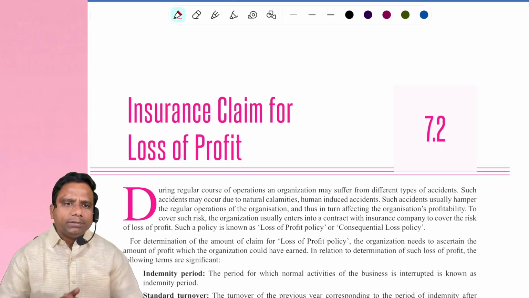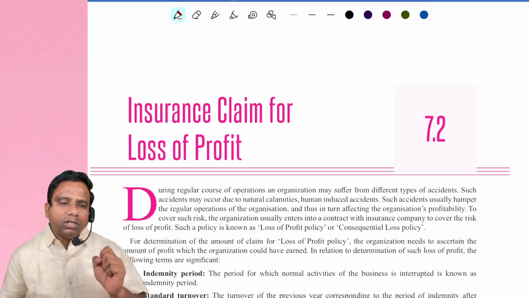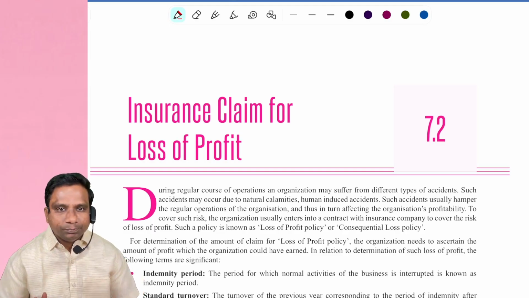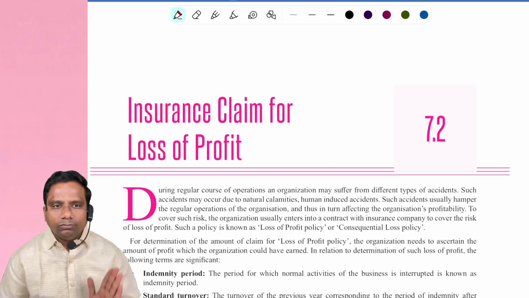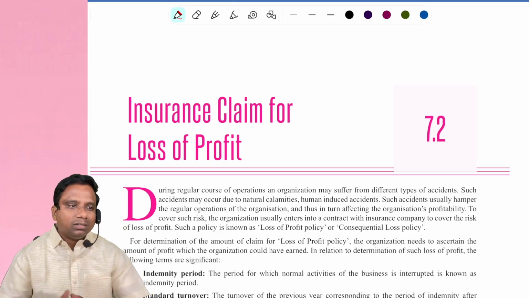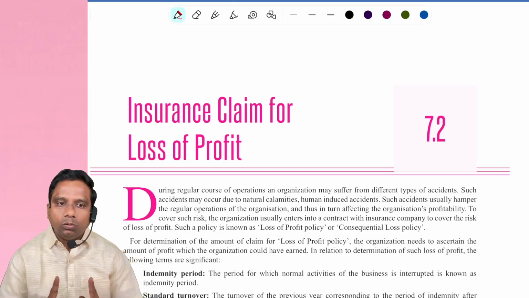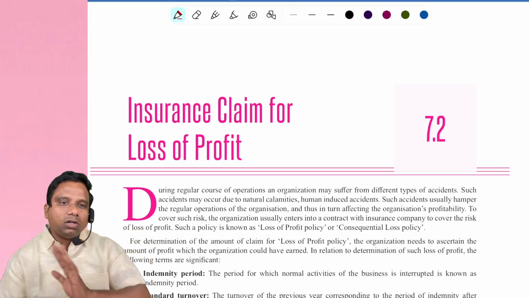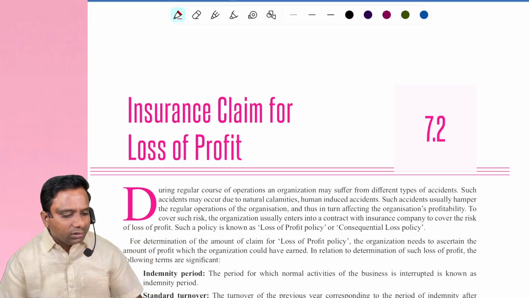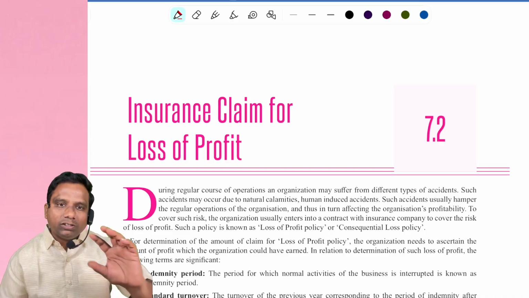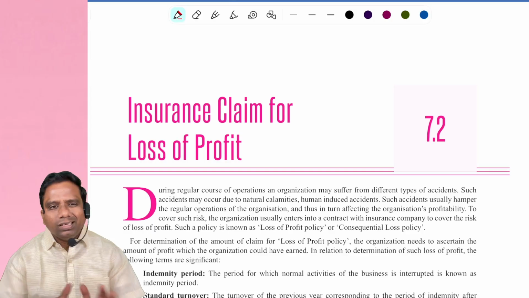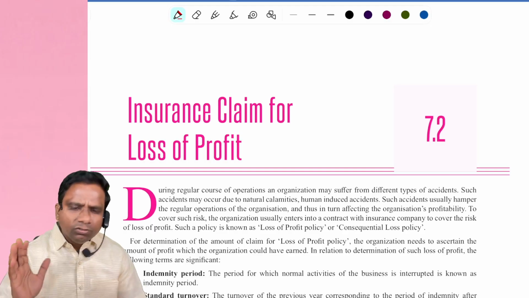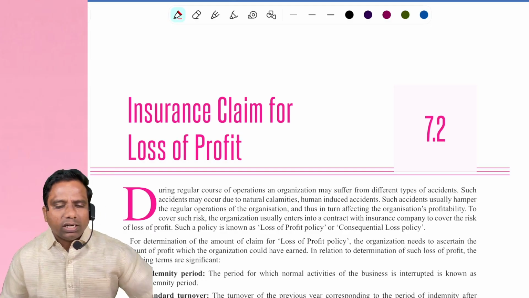And believe me, students, you will get either one problem from insurance claims for loss of profit or loss of stock. Out of them, the most important is loss of stock. Sir, it doesn't mean that you leave loss of profit. No, try to learn both concepts. But loss of stock is easy compared to loss of profit. Clear? If you can understand the actual logic behind the loss of profit calculation, then nothing is difficult. Clear, everybody? Now, without wasting much time, let us try to understand this concept.